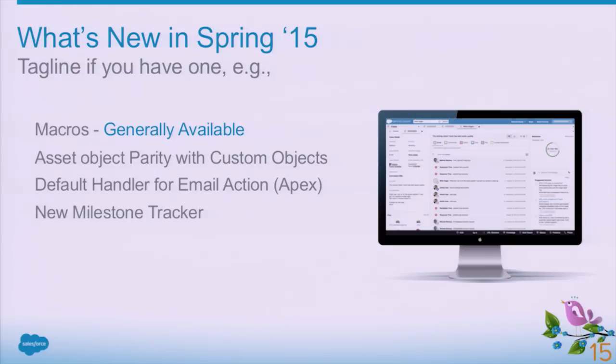The next thing we're going to deliver is the asset object parity with custom object. What it means is that on the asset object, we'll now have record types, the asset tab, sharing rules, like on any other entity on Salesforce. Audit field history? Audit field history, that kind of thing, exactly.